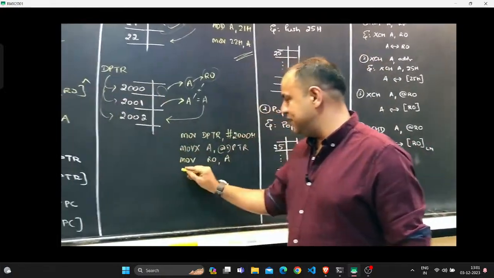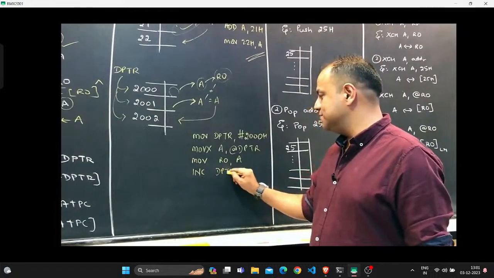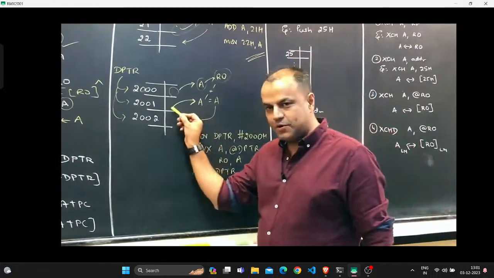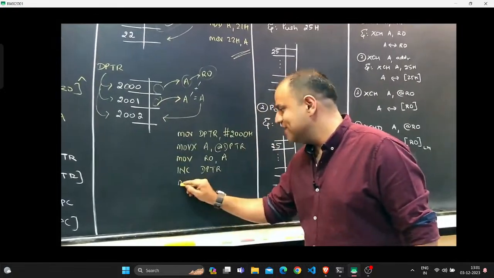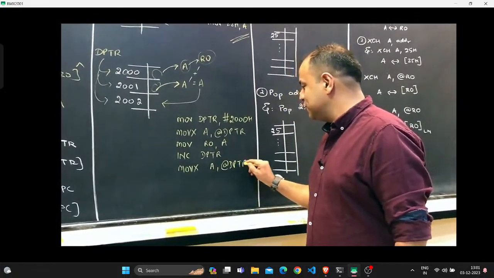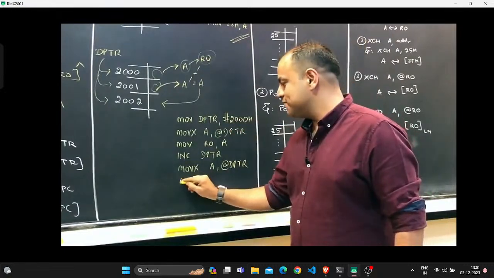Now increment the value of DPTR. Simple. Increment DPTR. Now take this new data pointed by DPTR into A. This time no mistake. Take the data pointed by DPTR into A. Come on. Move X, A, comma, @ DPTR. So you got your second number into A. Now add A and R0.